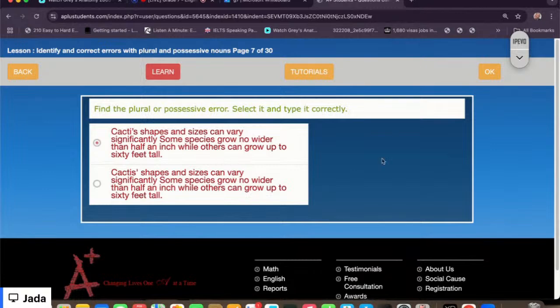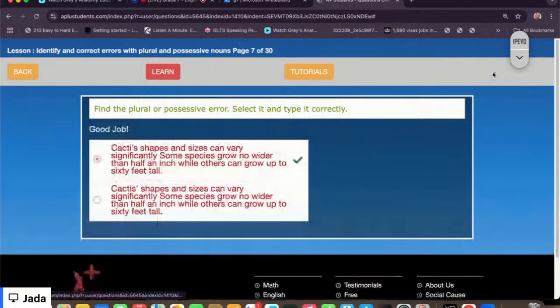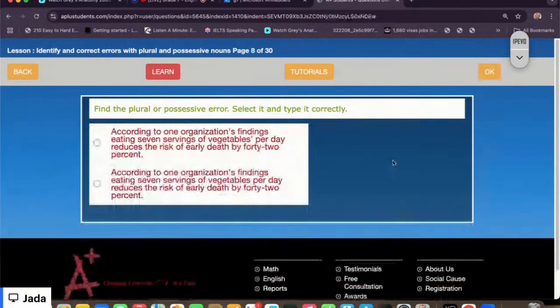Okay, we have the first one. Okay. Alright, so we have, according to one organization's finding, eating 7 servings of vegetables per day reduces the risk of early deaths by 42%. So, which of this is the correct one here?